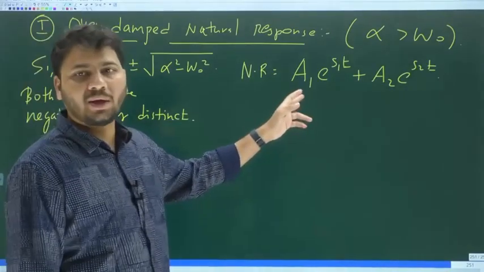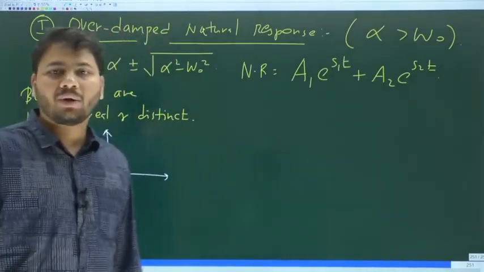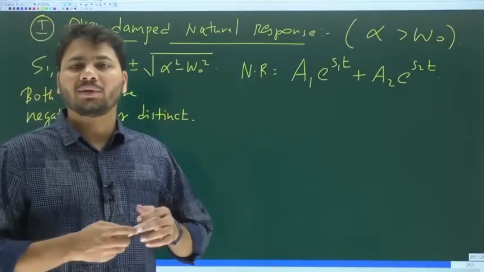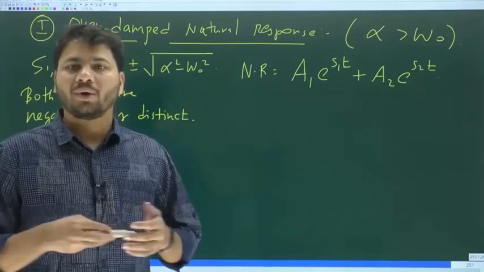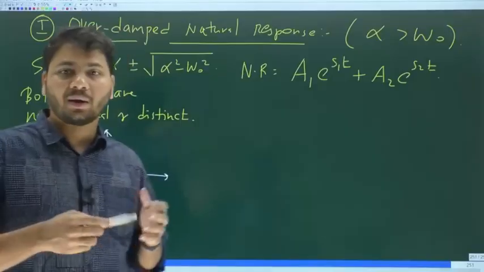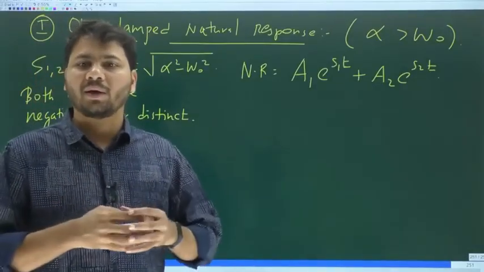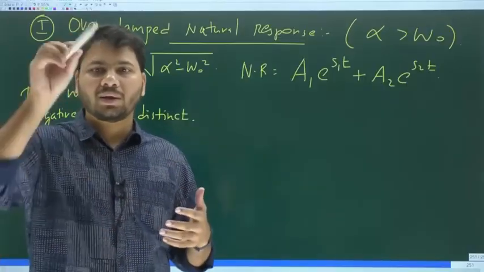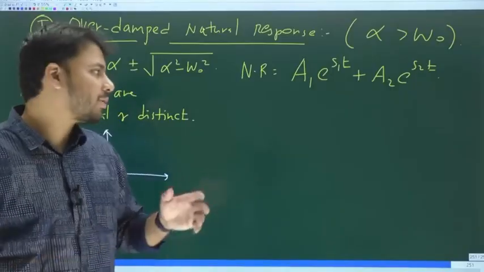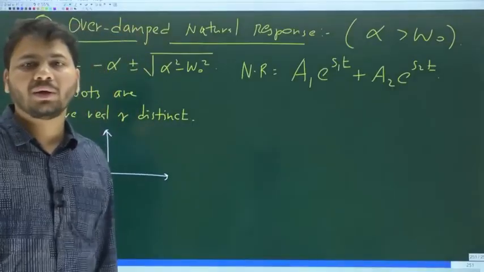How many unknowns are there in the expression for the natural response? A1 and A2. But our circuit also contains two energy storage elements, and both will have their own initial condition. In fact, the circuit we have is the parallel RLC network. What are the two initial conditions in a parallel RLC network? First, the initial current through the inductor. Second, the initial voltage across the capacitor. So from those two initial conditions, we should be able to solve for A1 and A2.